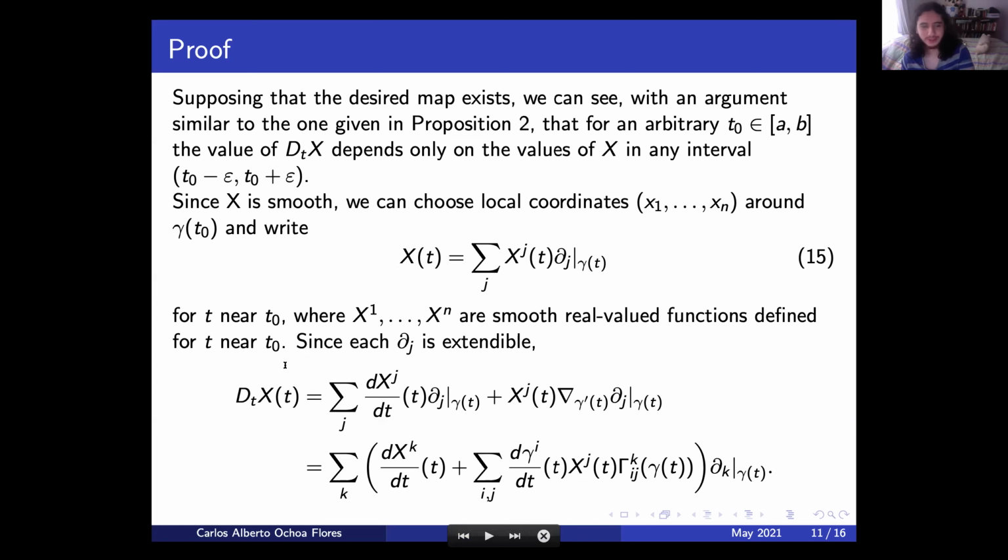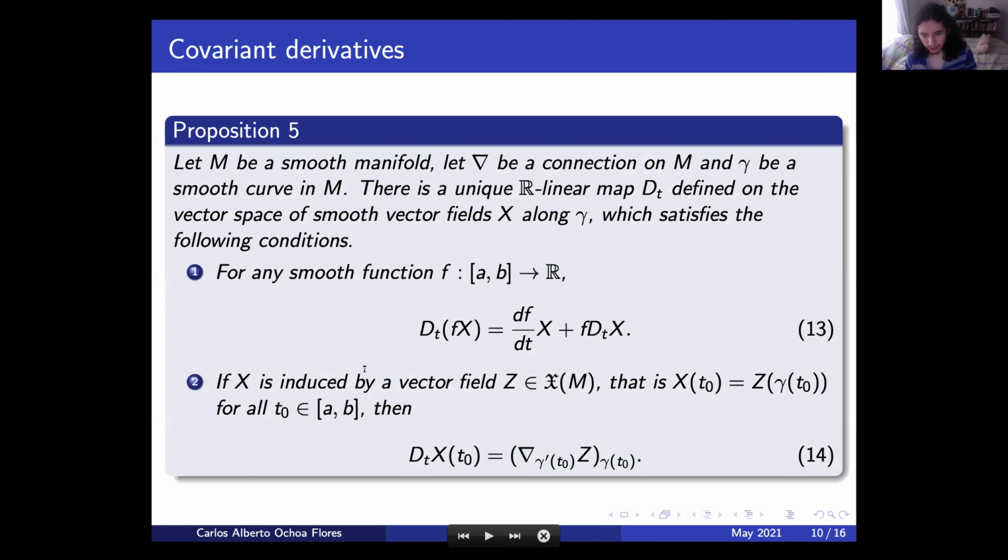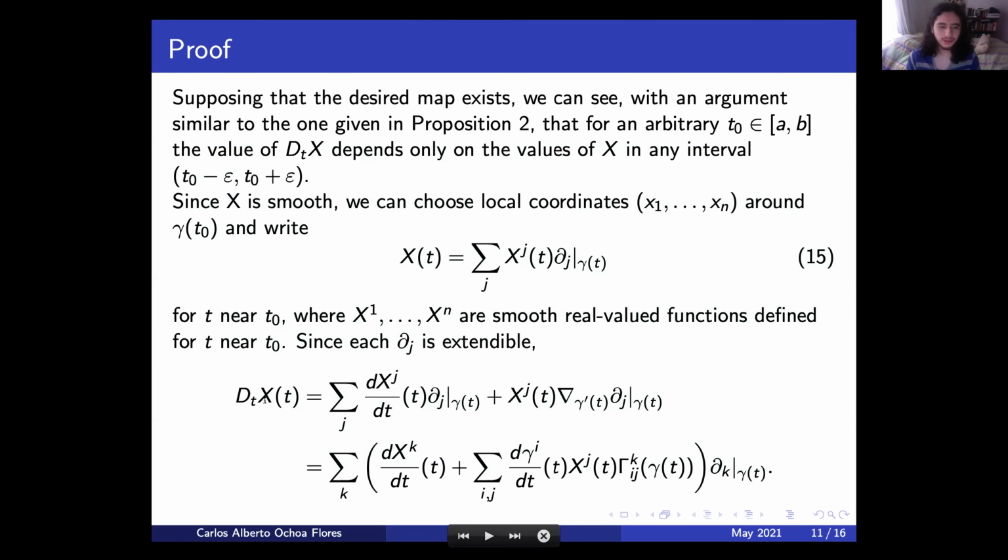Here is where we use that the coordinate vector fields restricted to the curve are obviously extendable, because then we can evaluate the covariant derivative of x at a point t by this formula, right? Where we are supposing that this function exists and that it should satisfy these two conditions. So here we use that it satisfies the first condition.